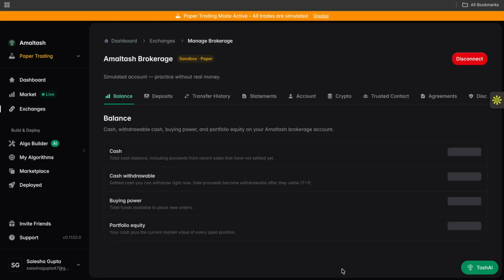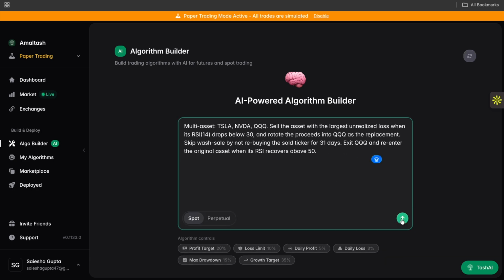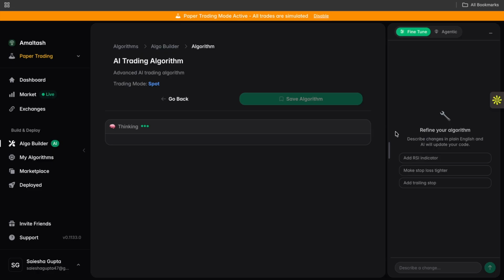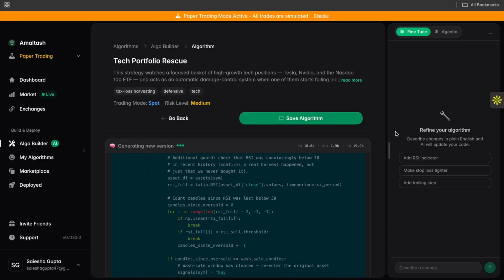It's that easy. Next, go on our Algo Builder on the left-hand side. You can browse the strategies we have, but make sure you're on the spot market, not perpetual. Click on any of the strategies we have or come up with your own and enter it here. Watch it get made just in seconds, no coding required.